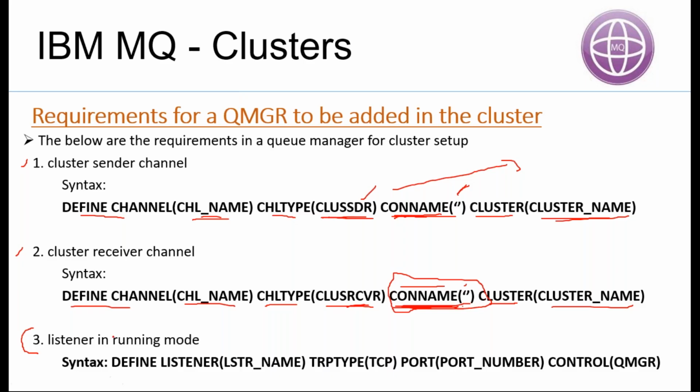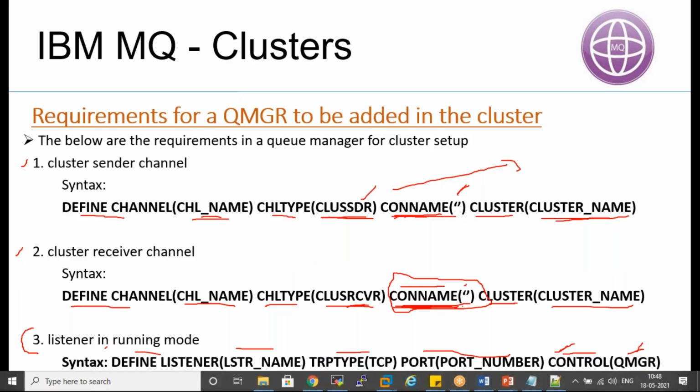Okay. Now for defining a listener, we already know the syntax. Define listener, listener name, TRPTYPE TCP, and then port number. We have to give a port number here. And here we are going to discuss a new property called the control property. A listener should always be controlled by the queue manager, even in point to point. Till now, we have not discussed the control property of a listener. This is the first time we are going to discuss it. By default, control is going to be manual, but here we are going to give the control to the queue manager so that the listener will be under the full control of the queue manager.